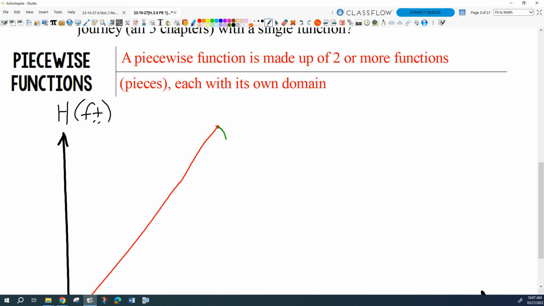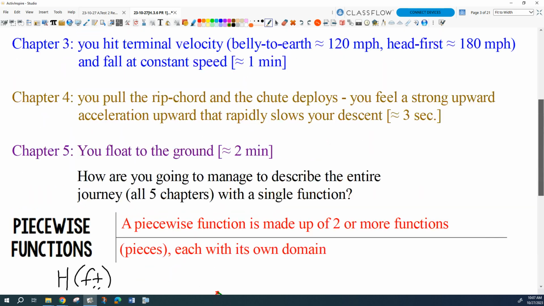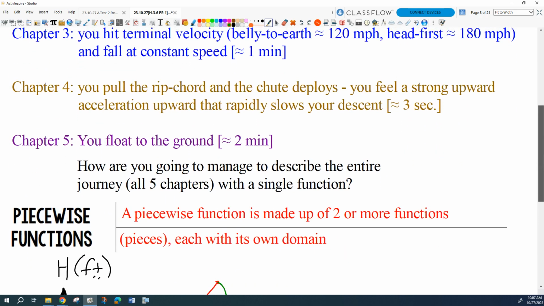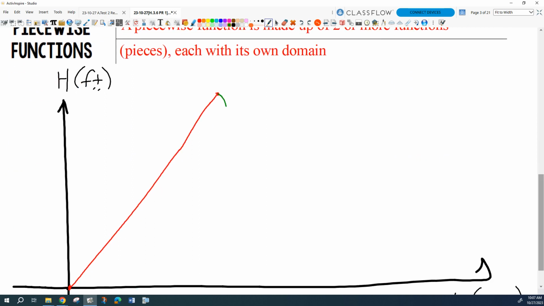Something like that. I'm picking up speed. It's getting steeper and steeper, right? The slope of this thing. Until I hit my terminal velocity, and then that's blue, right? I hit terminal velocity and I fall for a while. So now I turn blue. I'm going to go down pretty steeply for a while until I get to 3,000 feet, and then what happens?